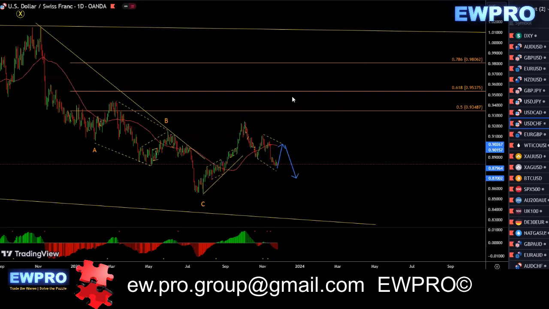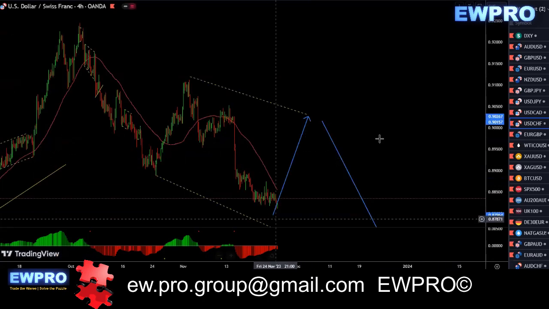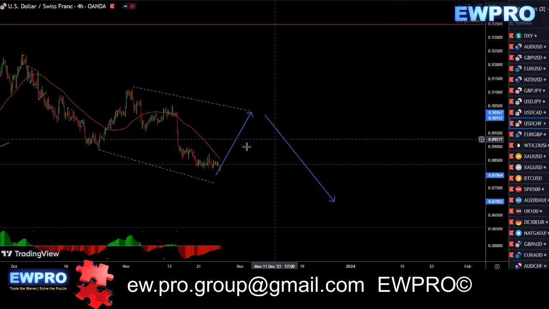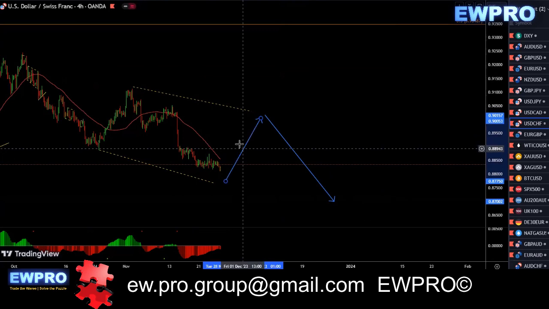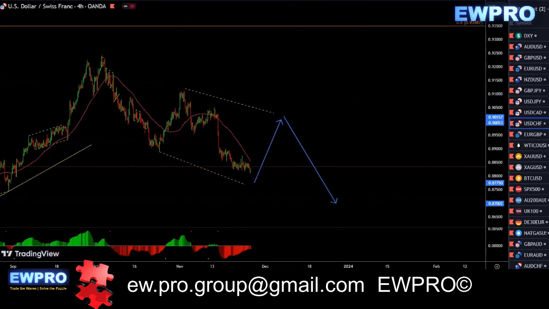On the H4, you can see what I'm looking at. I had this on there from last week. I'm looking for this internal C up in here, all this C up as an A, B, C, and then we'll be looking for a larger C down.